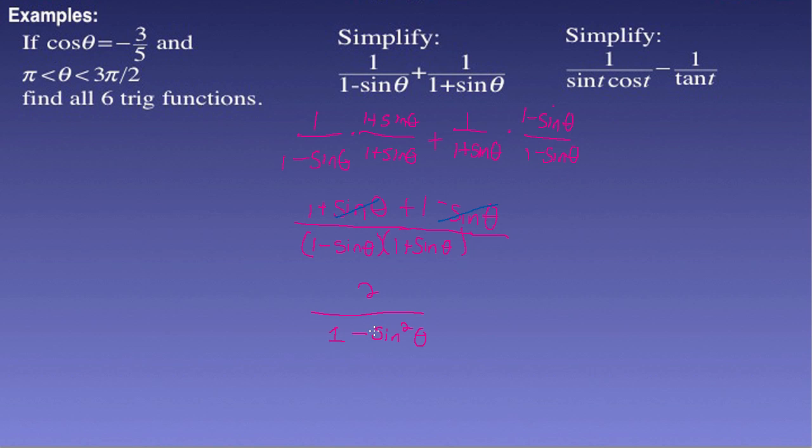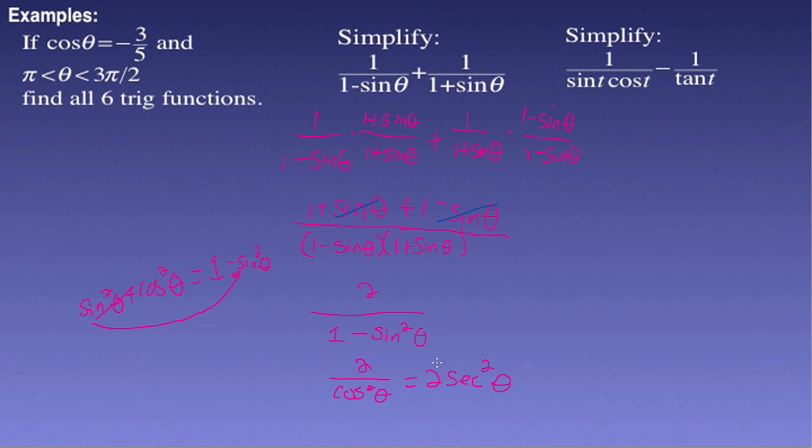I'm going to use that trig identity again that says sine squared theta plus cosine squared theta equals 1, because this denominator has 1 minus sine squared. If I were to bring the sine squared to the other side, I now know that 1 minus sine squared is the same thing as cosine squared. So my problem turns into 2 over cosine squared theta. The reciprocal of cosine is secant, so 2 over cosine squared theta is the same thing as 2 secant squared theta.